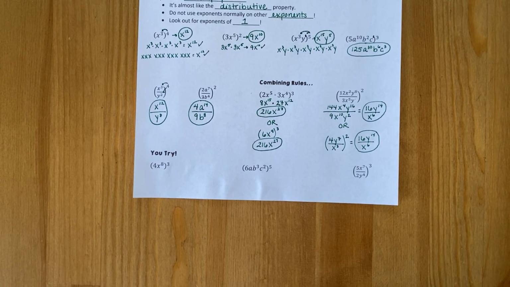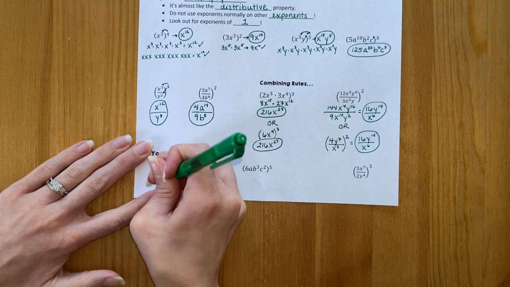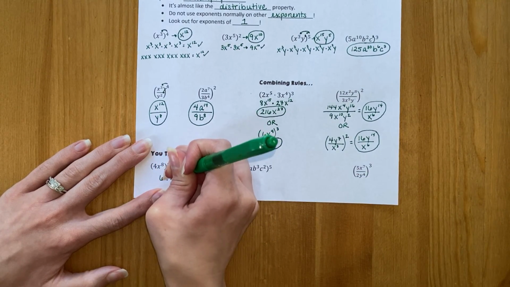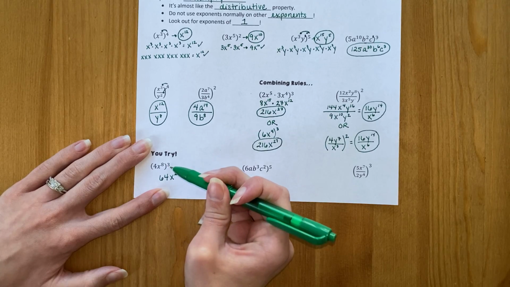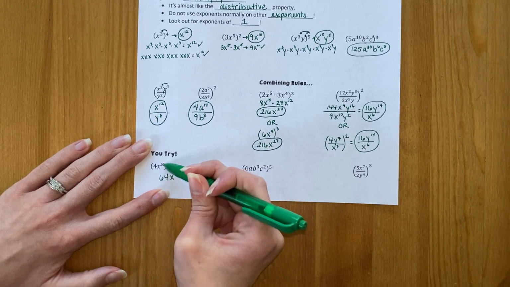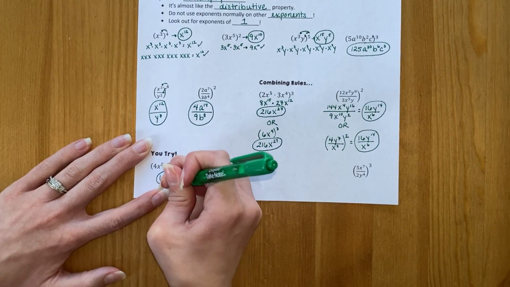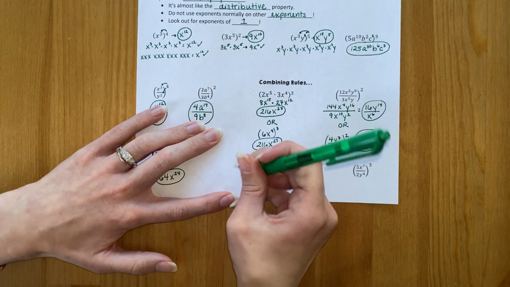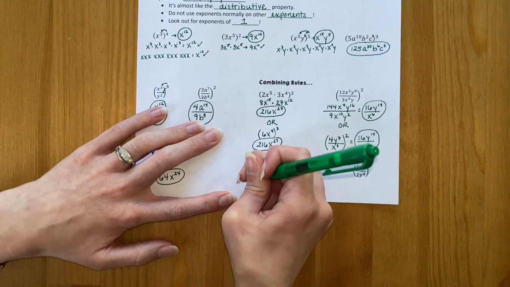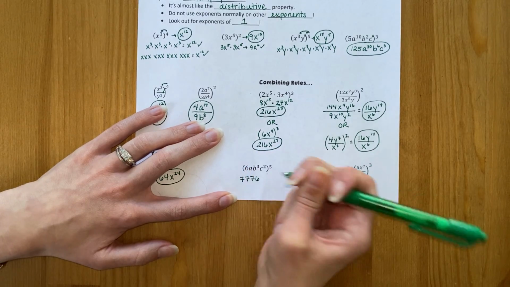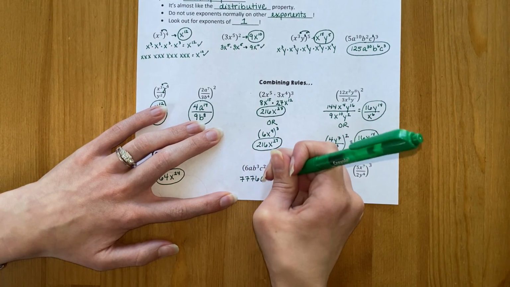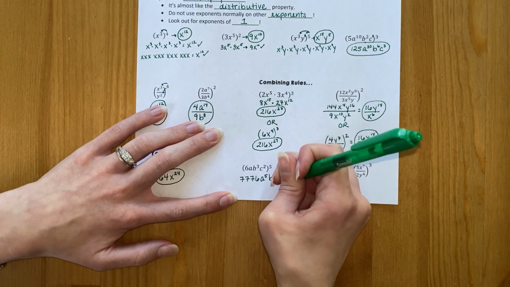So if you're checking your answers, you should get 64, x to the 24th. 4 to the 3rd power, or 4 times 4 times 4, makes 64, and 8 times 3 makes 24. Here in the middle, 6 to the 5th power is pretty big. It should be 7,776. A to the 5th power, B to the 15th, and C to the 10th.